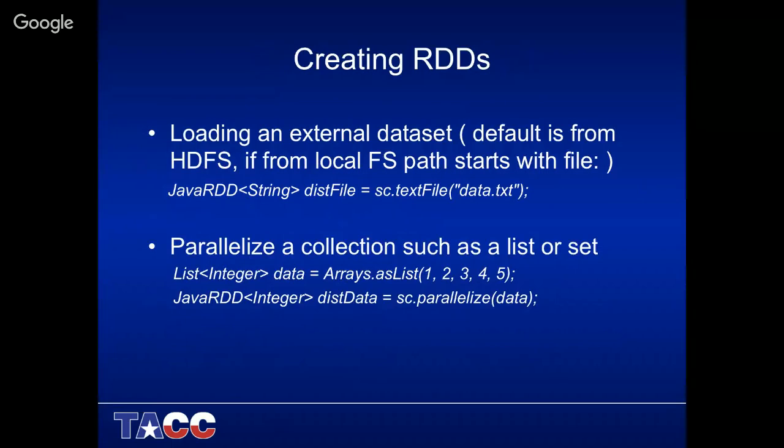And then after you have the Spark context, you can load external files such as a TXT file or JSON file. The default path here would be from HDFS. If you want to load files from the local file system, you have to start with file: and then slash, and then add the path after the file.